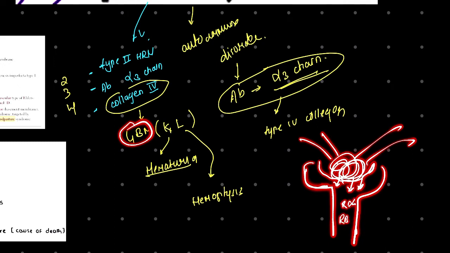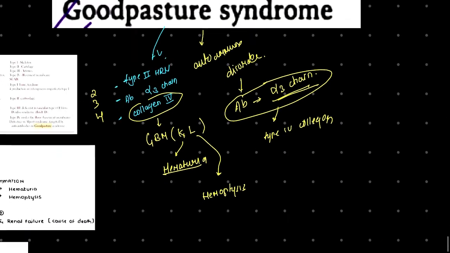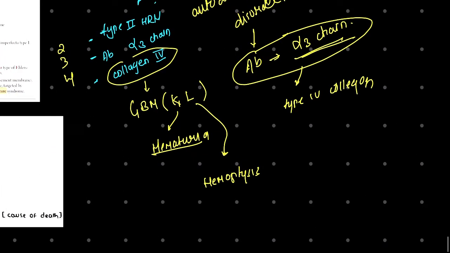Normally there is no filtration of RBC, but here, because of a defect in the glomerular basement membrane, there will be filtration of RBC, and these RBC will appear in our urine. That's all. And similarly in hemoptysis the same thing happens. While coughing, we'll be having RBCs, right?